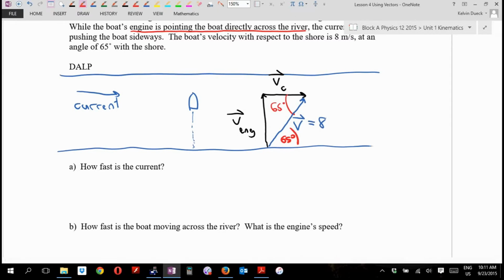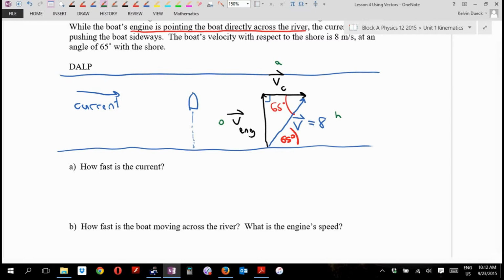All right. What's part A want me to find? How fast is the current? Which of those three is the current? V-eng, VC, or V? VC. You know what? I have a lovely triangle. And here's the nice thing. Hey, it is a right triangle. Let's label the sides. That 8, opposite, adjacent, or hypotenuse? I think the 8's the hypotenuse. Yes? That VC, opposite or adjacent, my friend? I agree. That V-eng, opposite. How fast is the current? You said it was VC.